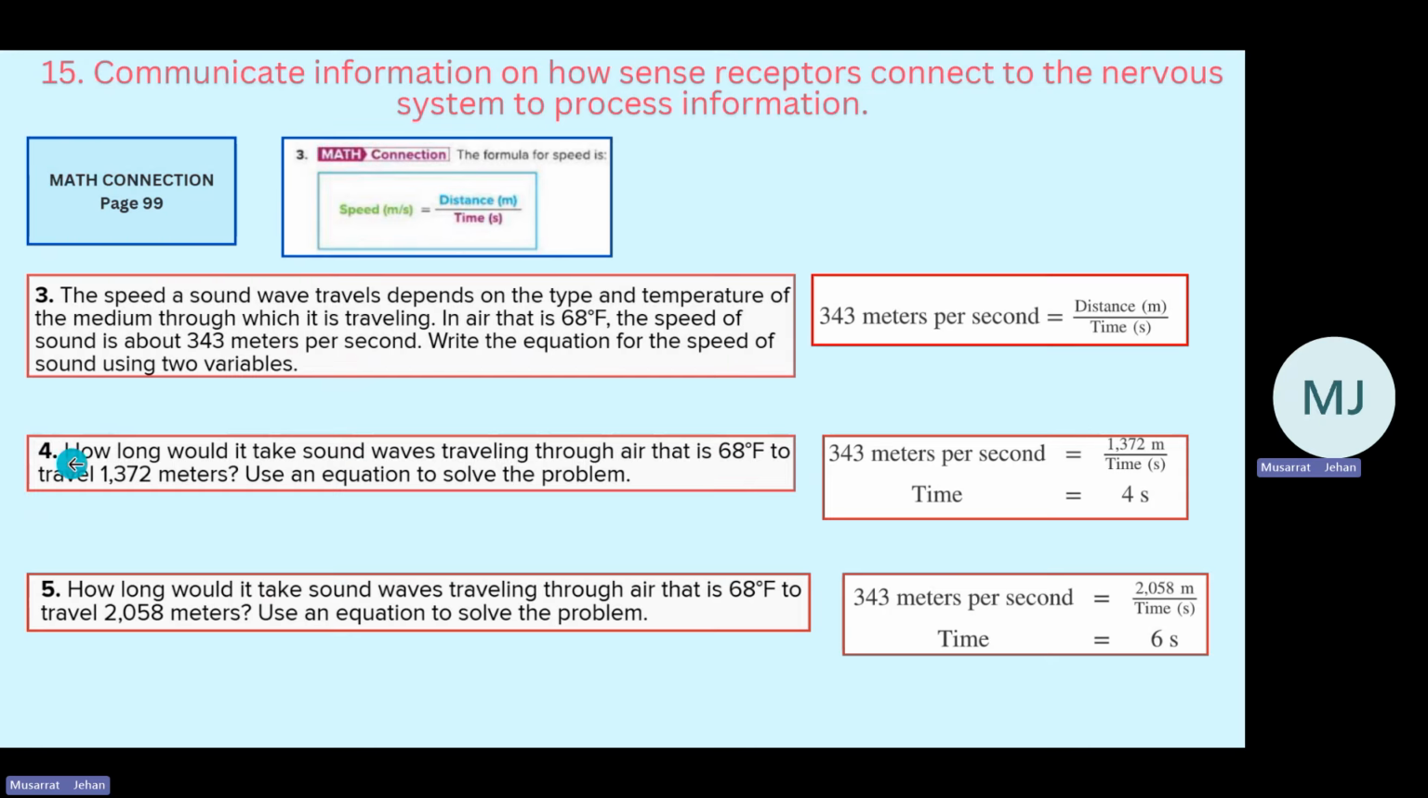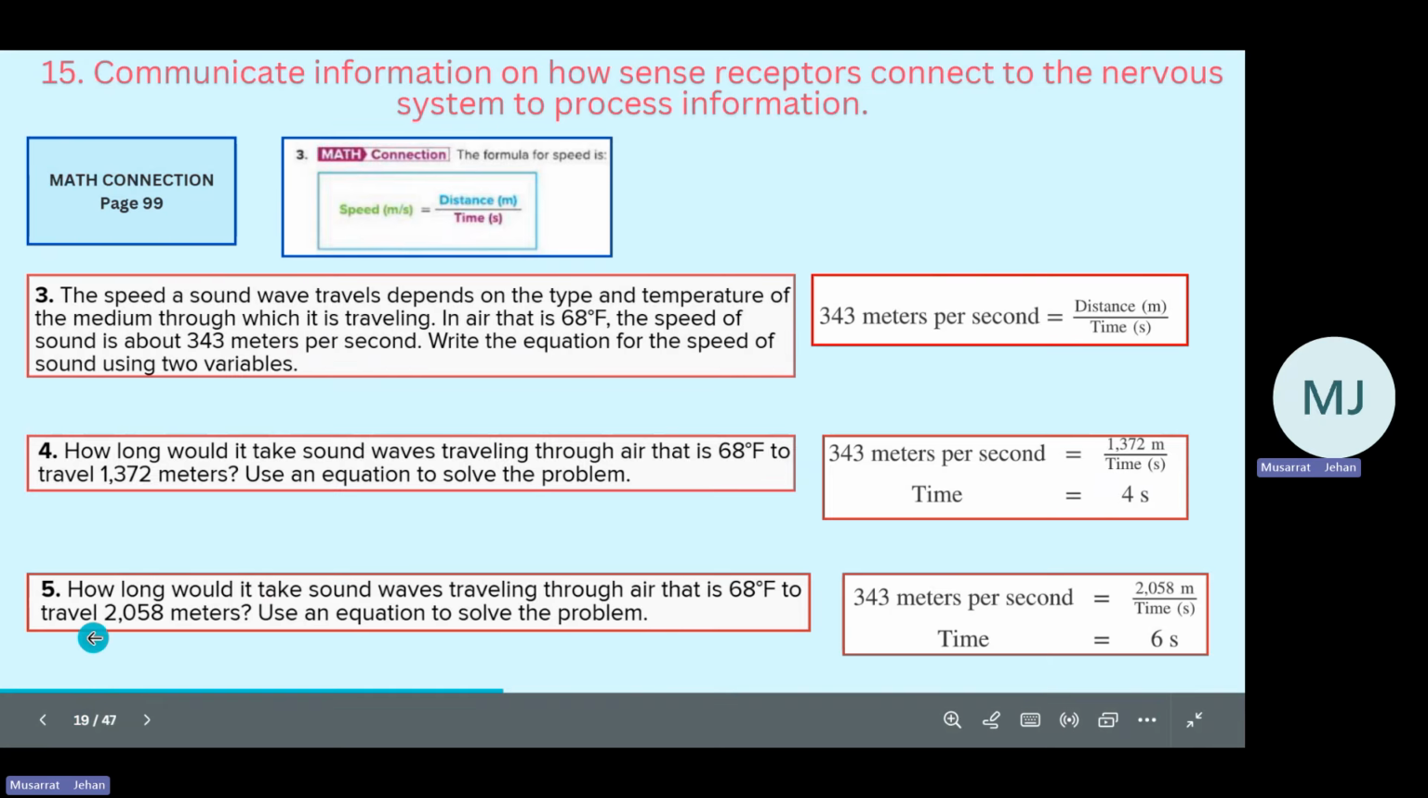Now, this is the problem. How long would it take sound waves traveling through air that is 68 degrees Fahrenheit to travel 1,372 meters? Now you have to use an equation. How long means what are you calculating? You're calculating the time. Speed is given, 343 meters per second. Distance is 1,372. So to find out time, what will you do? You will divide the distance by speed.